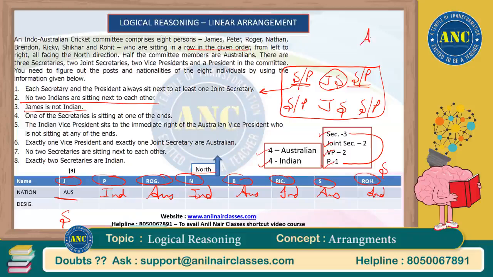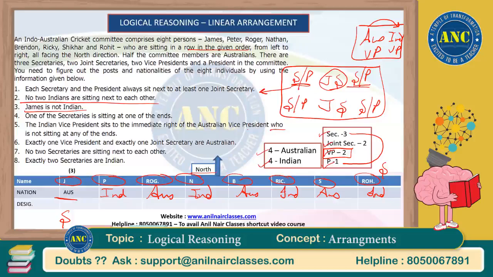So Australian vice president sitting here. His right position is this position. So the Indian vice president would be sitting here. And as we know, there are only 2 VPs. So it means that one of them would be an Australian VP and the other one would be the Indian VP.